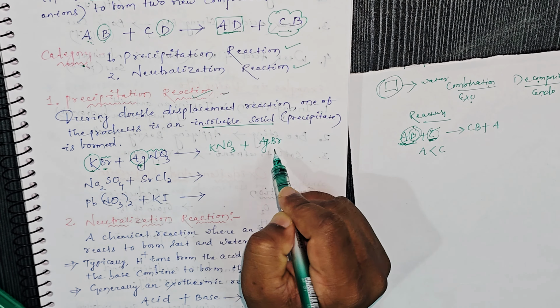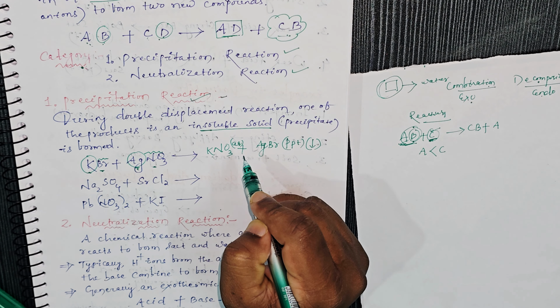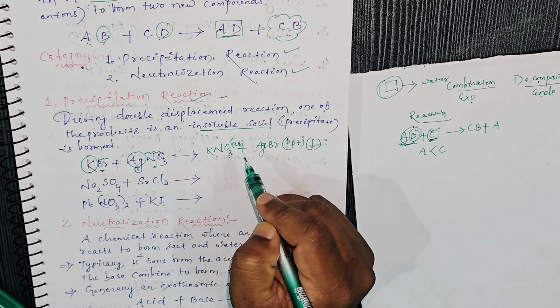So between these two products, silver bromide is your precipitate. So simply in the bracket you need to write PPT. Instead of PPT, in some books it is written as a downward arrow mark. That means this symbol tells us a precipitate has occurred. And this product KNO3 is your aqueous solution, meaning it is soluble in water. I hope this is clear.